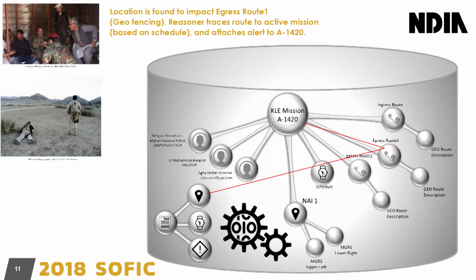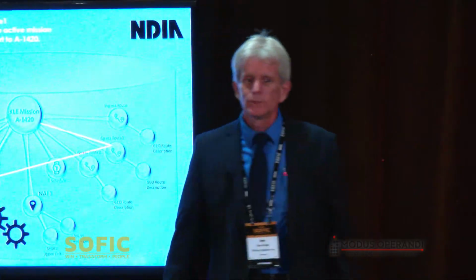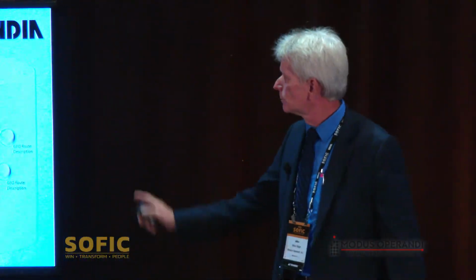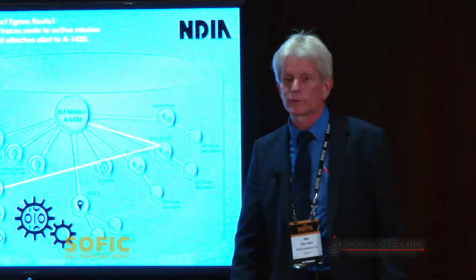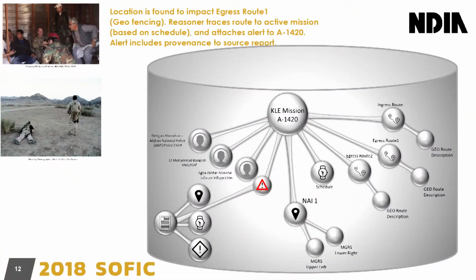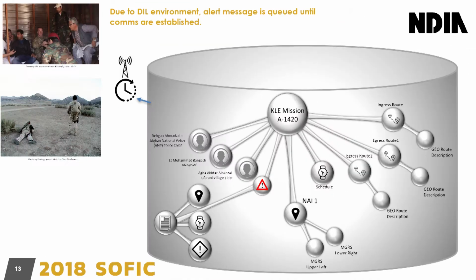So it goes and looks and says, wow, based on the schedule, this egress route is actually associated with those enemy units in that area. It will actually impact that route. So it goes, well, wait a minute, that egress is associated with that specific mission. So it's going to go ahead and pump an alert, and the alert's going to have its provenance, right? Where did this alert come from? Where did that data come from? How important is that data to me? And so that alert is actually attached to this mission.